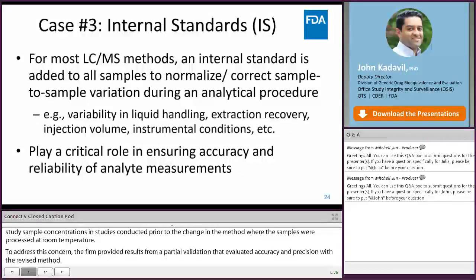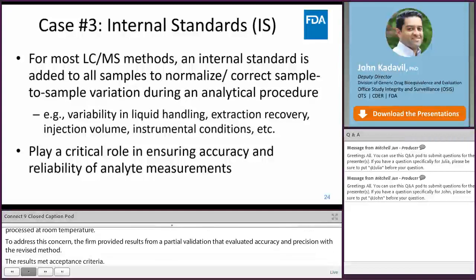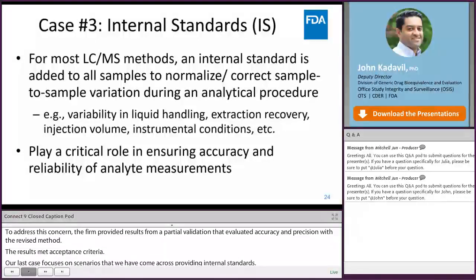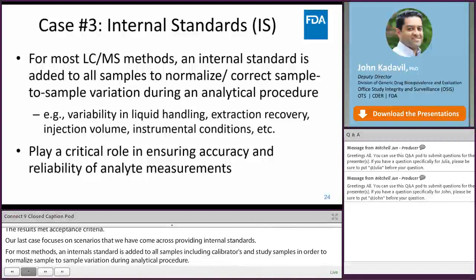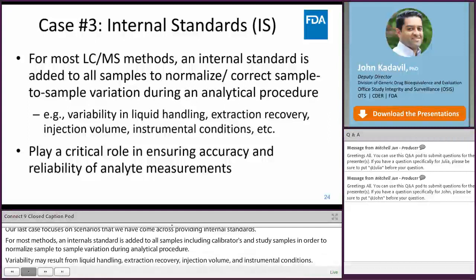Our last case focuses on scenarios we've come across regarding internal standards. Now, for most LC-MS methods, an internal standard, or IS, is added to all samples, which includes calibrators, QCs, and study samples, in order to normalize sample-to-sample variation during an analytical procedure. Variability may result from liquid handling, extraction recovery, injection volume, and instrumental conditions. Therefore, internal standards, or as I'll be referring to them, IS, play a critical role in ensuring the accuracy and reliability of analyte measurements.